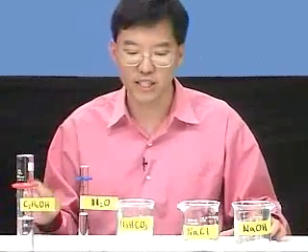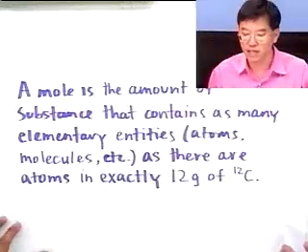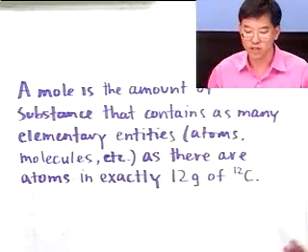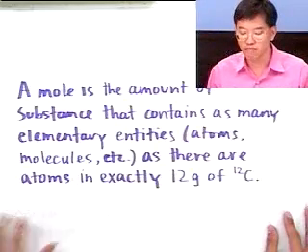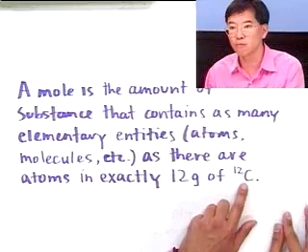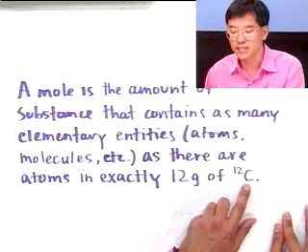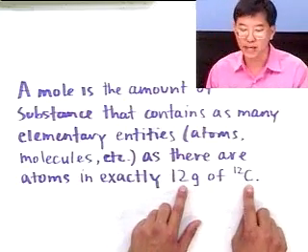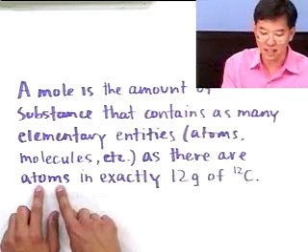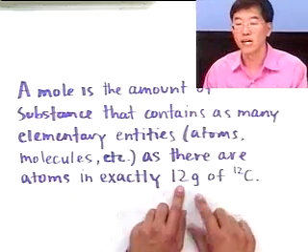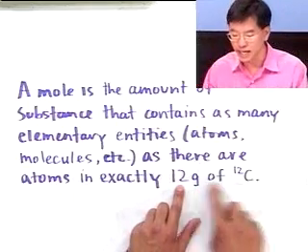Now, the particular scientific definition of a mole is an amount of substance that contains as many elementary entities, i.e. atoms or molecules or formula units, as there are atoms in exactly 12 grams of carbon-12. Carbon-12 is the isotope of carbon that has 6 protons and 6 neutrons. Again, this is an arbitrary definition, but it represents a big number. In other words, there are lots and lots of atoms of carbon-12 in 12 grams of carbon-12. There are Avogadro's number of those carbon atoms in carbon-12.